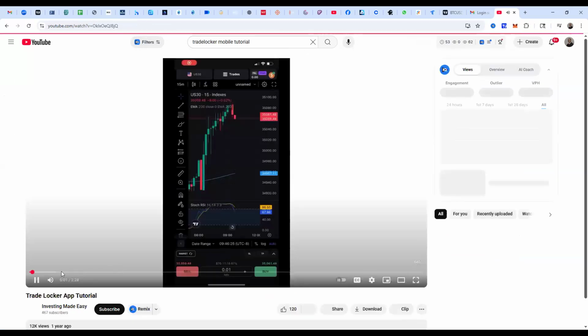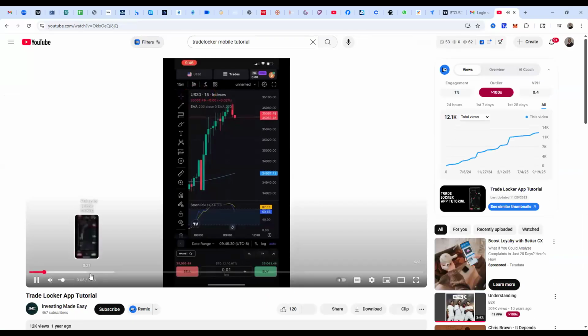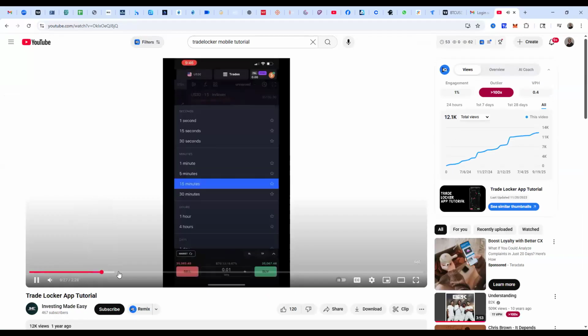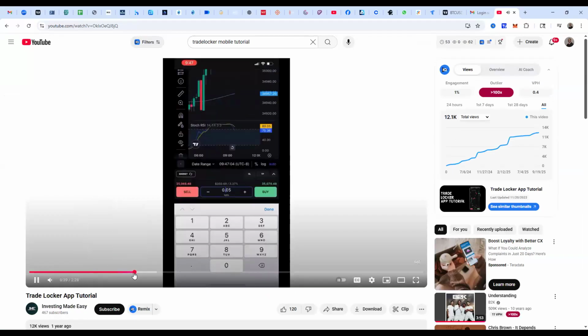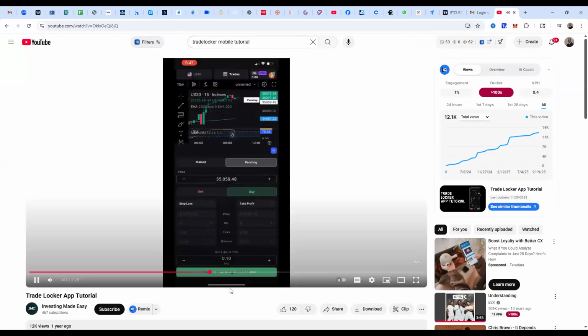Here's a quick tutorial on the TradeLocker app. Up top, to find your pairs, you want to click the symbol. You want to change your time frames. You have your lot size right here, the proper lot size there. At the bottom right, you have your take profit. Bottom left is for the buy, and the same thing for the sell.